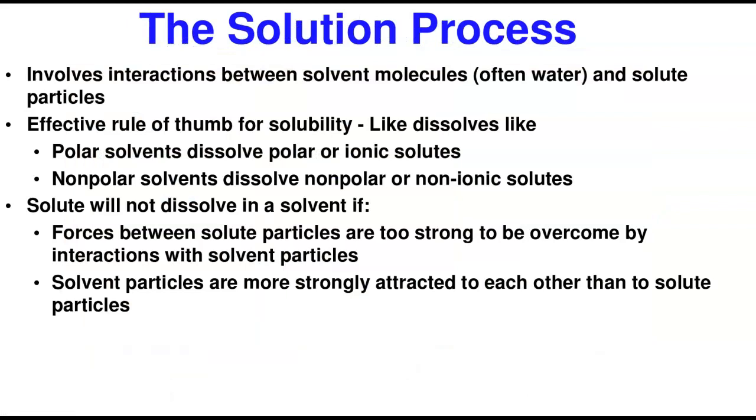Now, the solution process. A solution process simply means the intimate interaction between solvent molecules and the solute particles. The effective rule of thumb is usually that like dissolves like. I said this in our module 4 when we talked about polarity. Like will dissolve like. A polar solvent like water will dissolve polar solute and ionic solute. Ionic solutes are those that have ionic bonds, like those that have metal and non-metal in them. Polar ones are those that have dipole-dipole interactions in them and are very much polarized. Whereas, on the other hand, a non-polar solvent will dissolve non-polar or non-ionic solute.